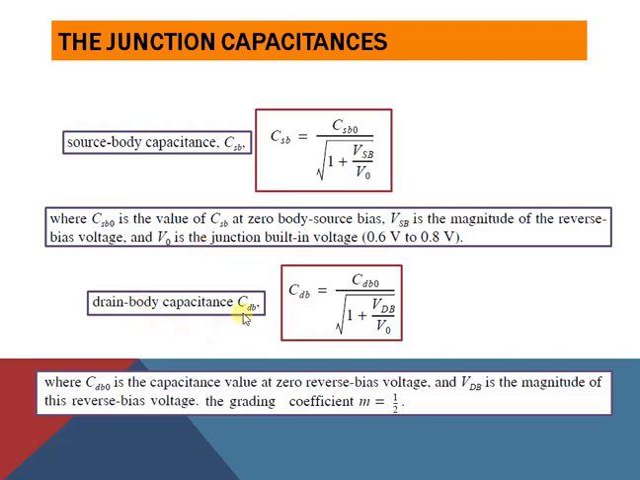Next is the drain body capacitance, that is CDB, and this is computed as CDB0 by square root of 1 plus VDB divided by V0. If you look at these equations, they have a lot of similarity except that we have considered the VDB reverse bias voltage. Rest of the parameters remain the same, and the grading coefficient m is equal to half in this particular case. That is why we have considered the square root in the denominator of the equation. So using these parameters, let us solve a numerical.